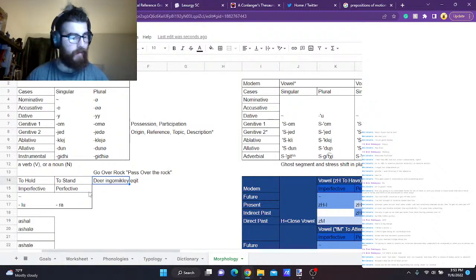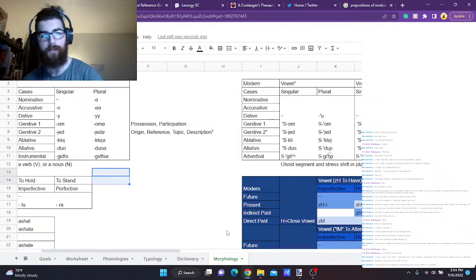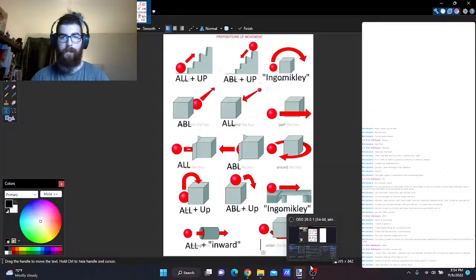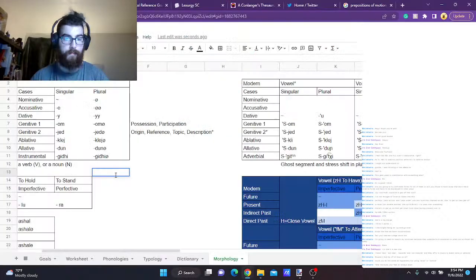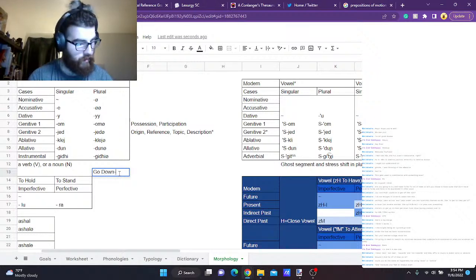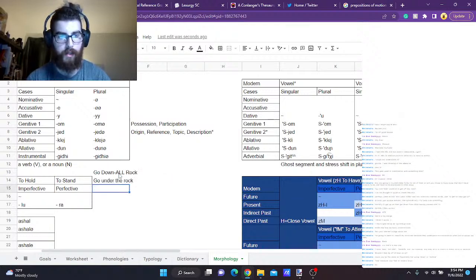We're not doing fitte. Okay. So, did I have through is allative. So go down allative rock, go under rock. So that's da yodun.